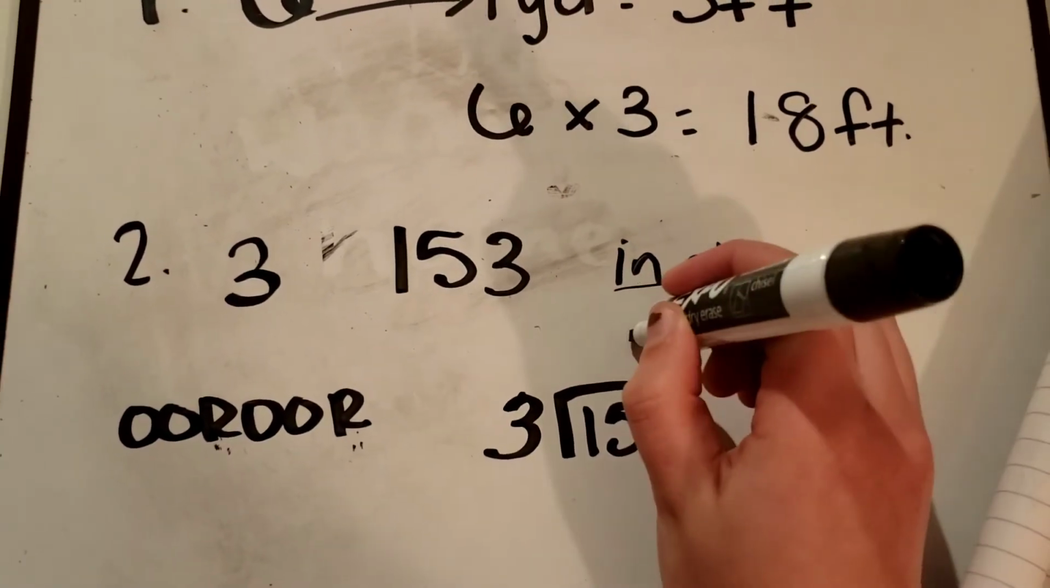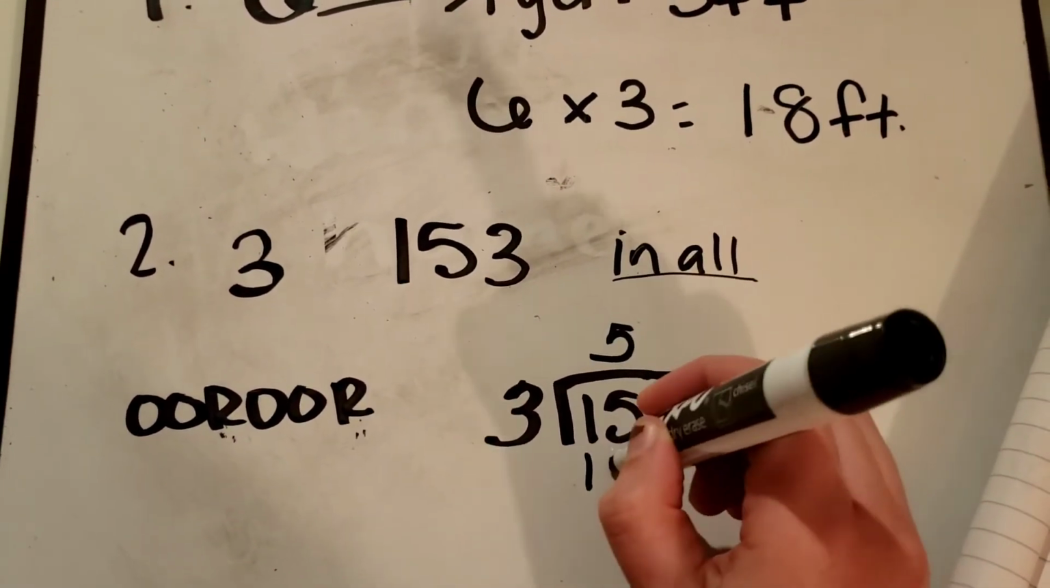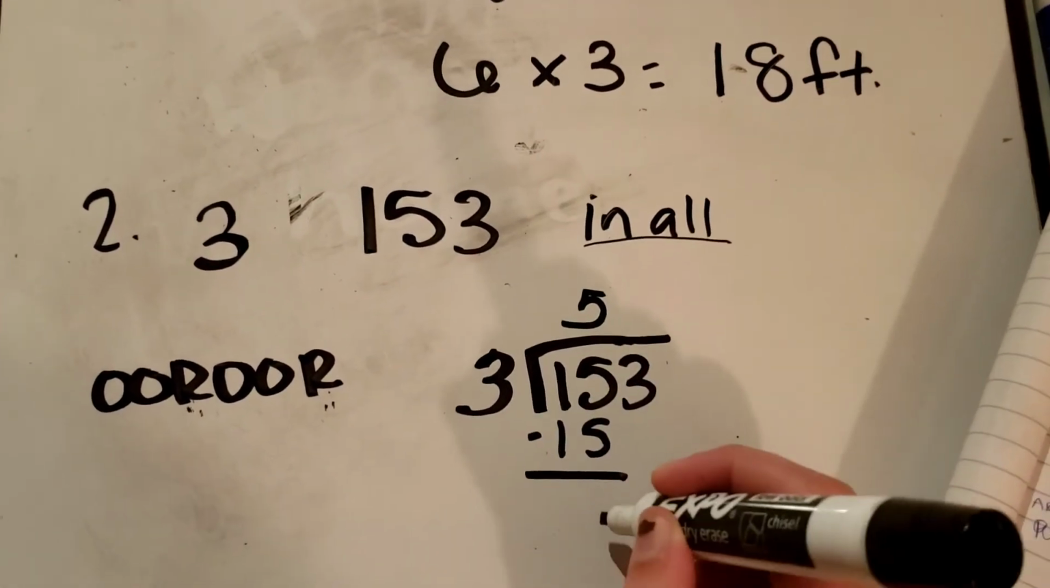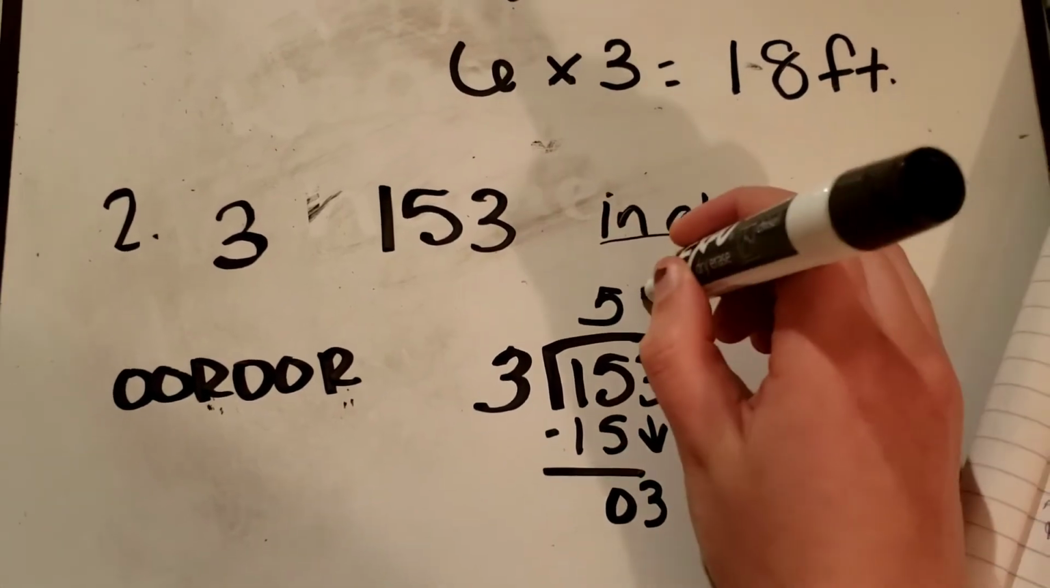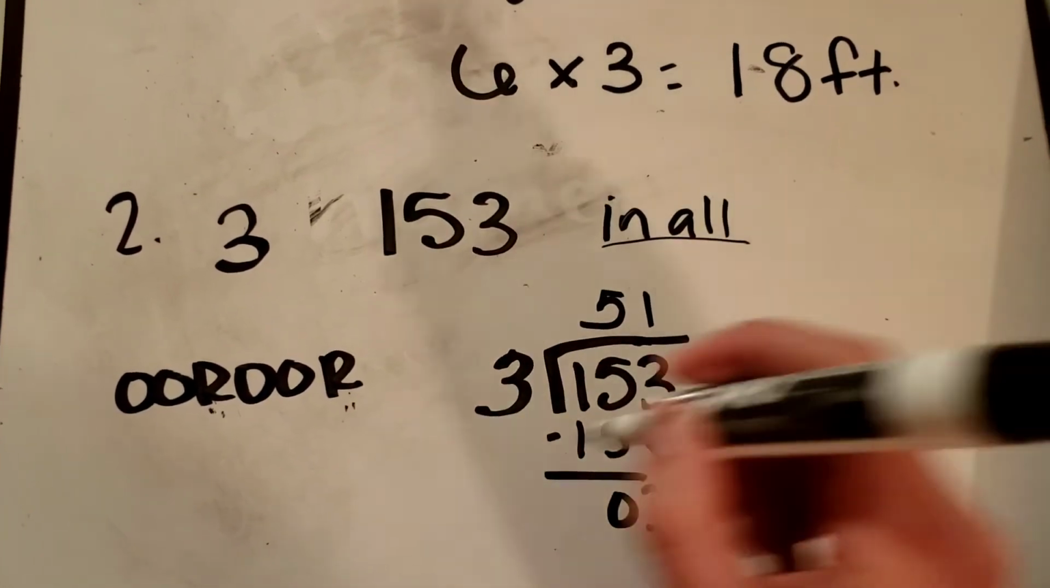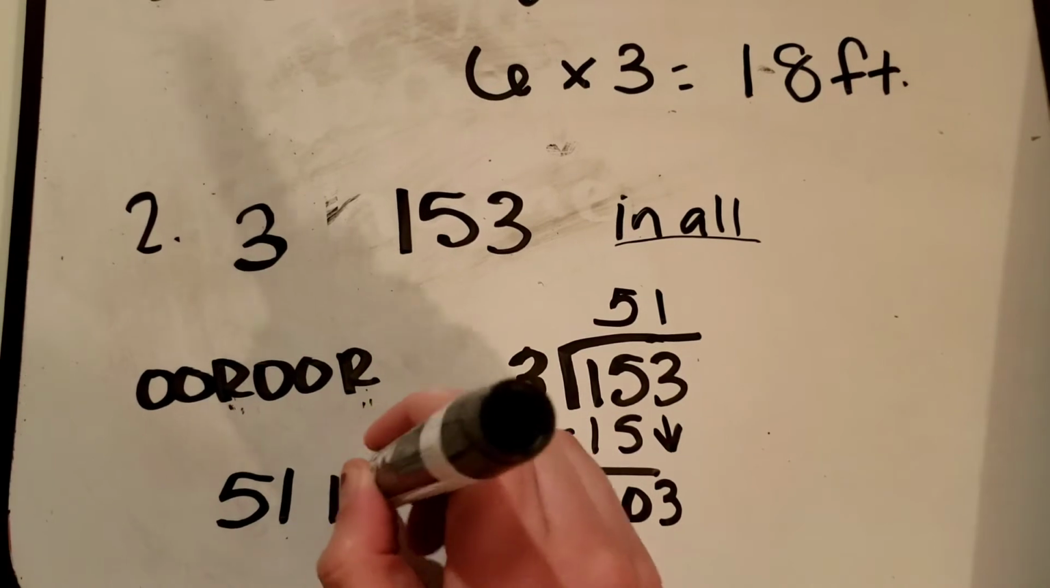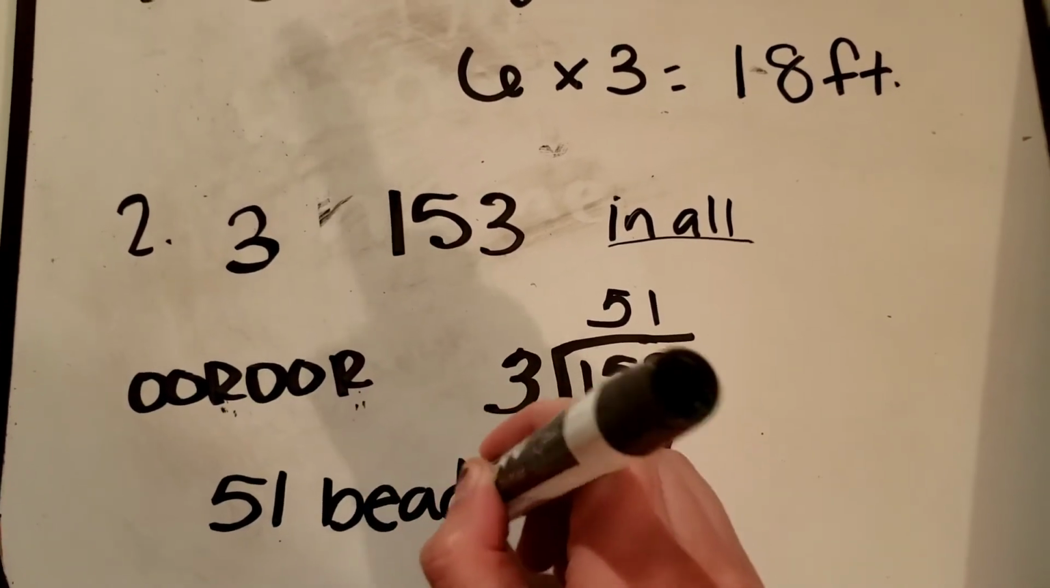So 3 goes into 15, 5 times, 3 times 5 is 15, equals 0, bring down that 3, and 3 goes into 3 one time. So there are 51 beads.